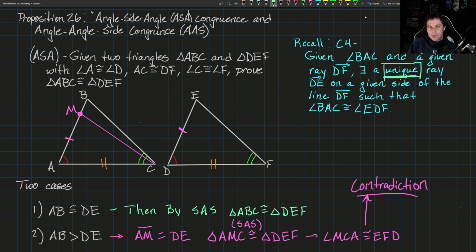So because this is a contradiction, that means that these two triangles are congruent by SAS. So triangle ABC is congruent to triangle DEF. I just want to make sure I did that right. So that's definitely a contradiction.